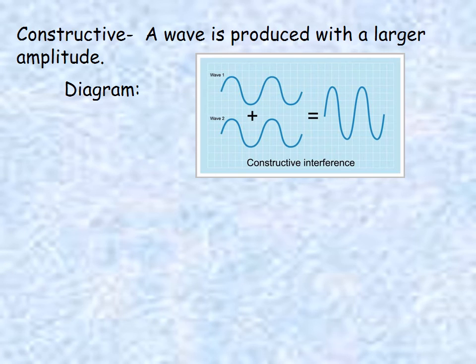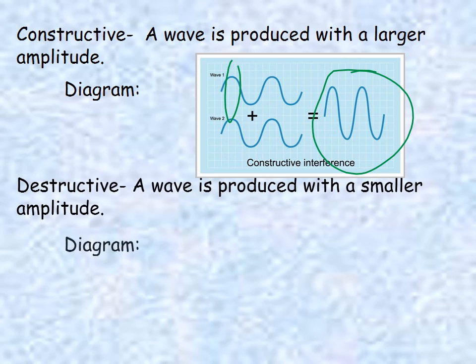We have two types of interference, constructive interference and destructive interference. So constructive interference, I have a new wave produced with a larger amplitude. The way this happens is two crests of two different waves meet at the same point, and two troughs meet. They build upon one another, and they make a wave with a larger amplitude. So the two crests and the two troughs have to line up for this to happen. So think about a construction company. Construction companies build things. They build houses, they build buildings. So constructive interference is building a bigger wave.